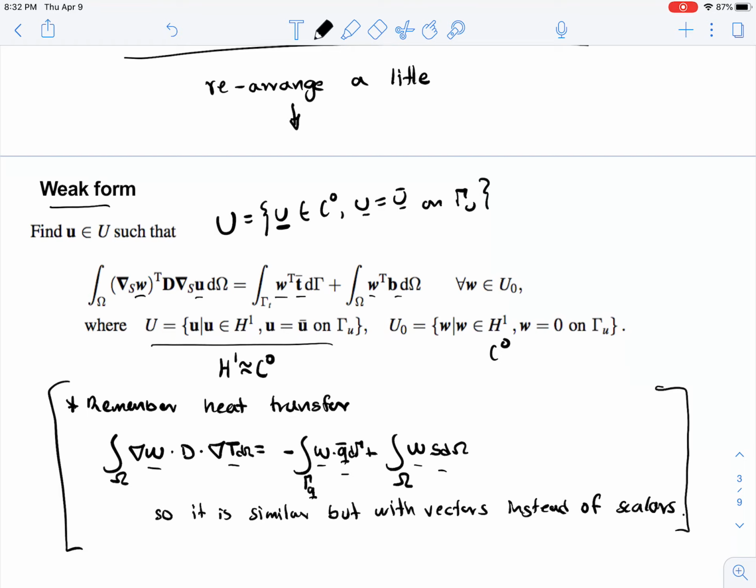All right, so I'm going to stop right here, and then I'm going to go over some of the implications of this weak form for the stiffness matrix.